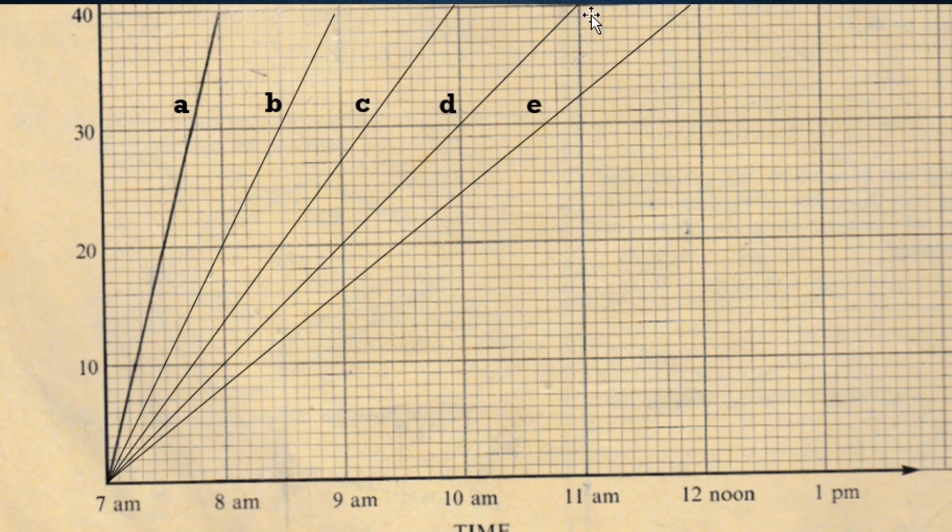And the one who is moving at the highest speed is A, because the 40 kilometers he covered within 1 hour. And that gives us a speed of 40 kilometers per hour. The slowest person was E, because you can see he moved 40 kilometers, but these 40 kilometers he covered within 5 hours. So the speed was 8 kilometers per hour, because you divide 40 by 5 and get 8 kilometers per hour.